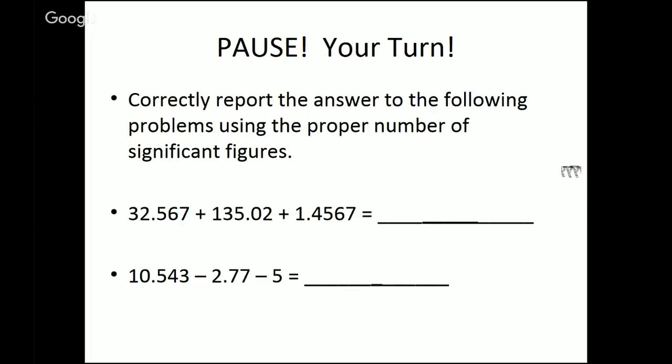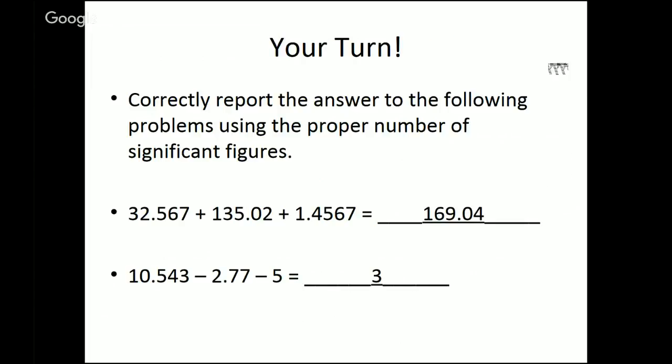Okay, hopefully you were able to work those out. Let's take a look at the answers here. If you put these numbers in your calculator, it's going to crank out a nice long answer for you. So what do you report? Well, if you look closely here, you're going to notice that this middle number, 135.02, is the least precise because it only goes down to the hundredths place. That means your answer is going to go down to the hundredths place. So you might report 169.04.